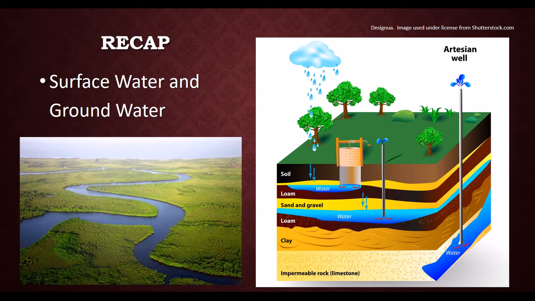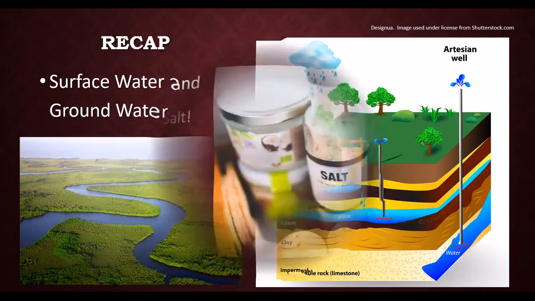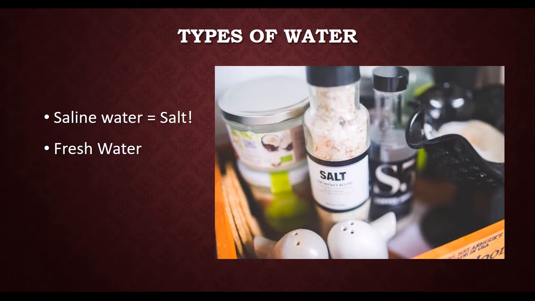Now, in the first video, we learned about the two different places where water comes from: surface water, which includes lakes, rivers, and streams, and groundwater, which is water held in the sand, gravel, and bedrock layers beneath our feet. Water itself also comes in two different forms: saline water and fresh water. Saline water is water that has lots of salt in it, like seawater. Fresh water is water that has little, if any, salt.